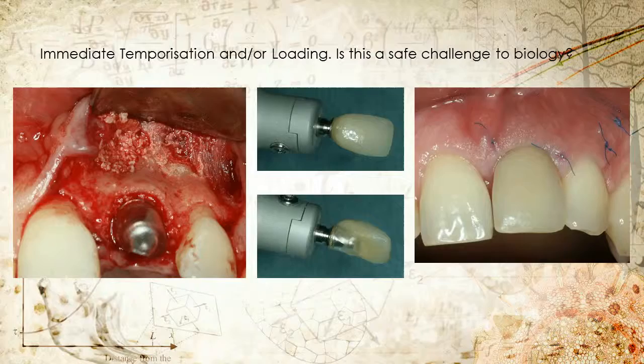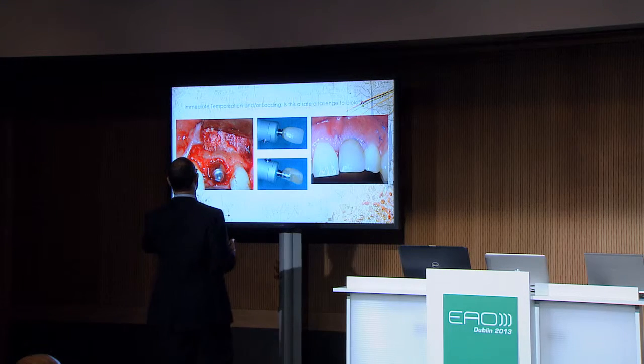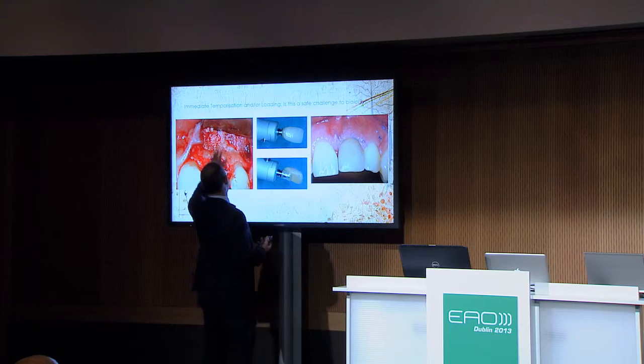One can debate if you take a temporary crown, you leave it a little short, maybe you procline it a little bit to keep it clear of functional contacts. Is this just temporization, or is there an element of immediate load? I would argue that any time you place a temporary restoration on an implant, there will be a degree of immediate loading.